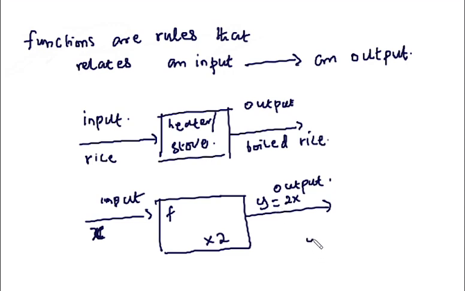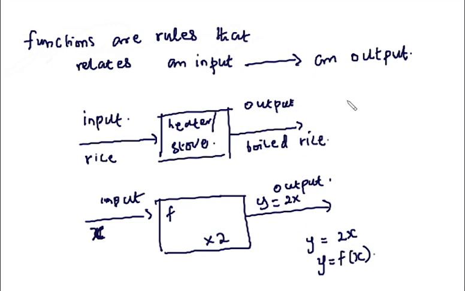So you can write the output as saying y is equal to 2x. So the output of the function y can be said to be f of x, a function of x. So y is a function of x. That's the output that comes out from this function. Basically you're saying that y depends on x here.